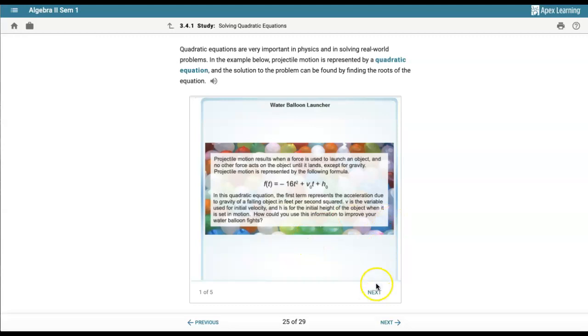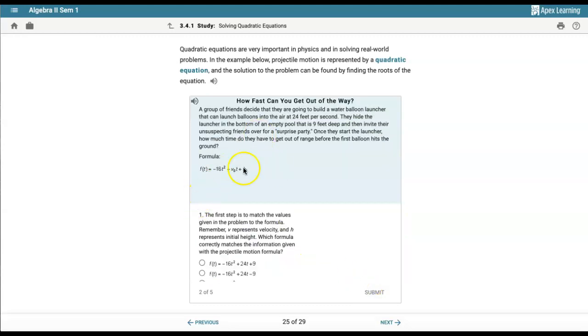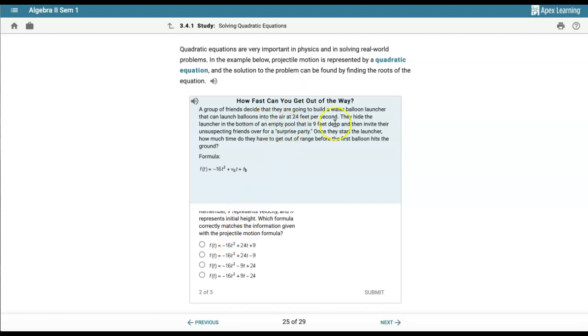All right, so how to use this information to improve your water balloon fights. What you can do is plug in once it tells you different information, right? Originally it said we had certain variables equal to certain things. So now it's saying, great, I'm filling in those things for you. So right here it says the balloon is launched in the air at 24 feet per second. That's how fast it's going. So that gets plugged in here for our velocity. So our equation starts to look like -t squared plus 24t. So it's either option 1 or option 2, clearly not this next one here.